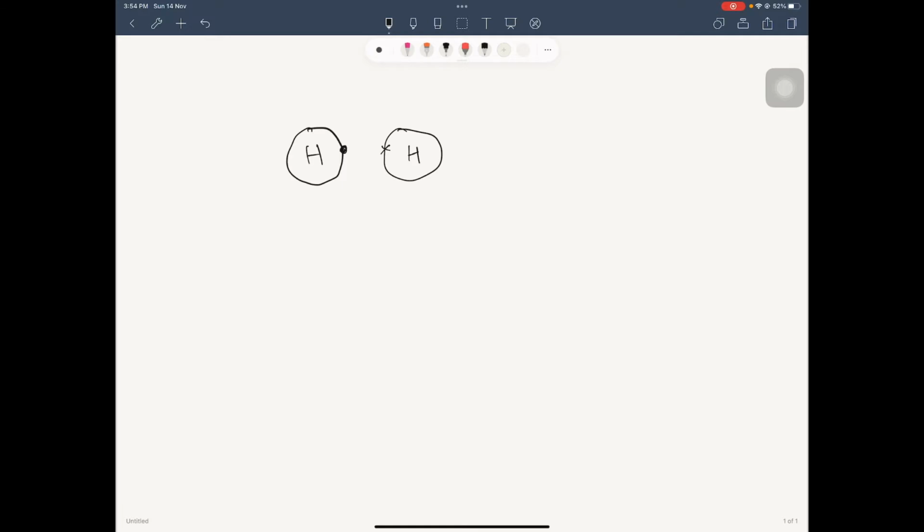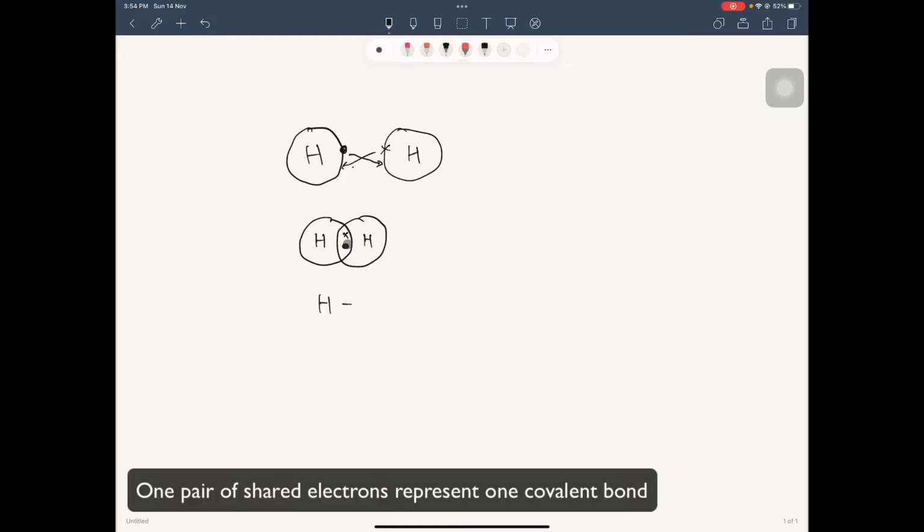So the single electron in the hydrogen can be shared with another atom, and the same electron from the other atom can also be shared with the first atom. So in this case, we will have a sharing of single electrons, and we shall draw it this way: 1 cross and 1 dot. And when we have a pair of electrons being shared, we call it a single covalent bond.